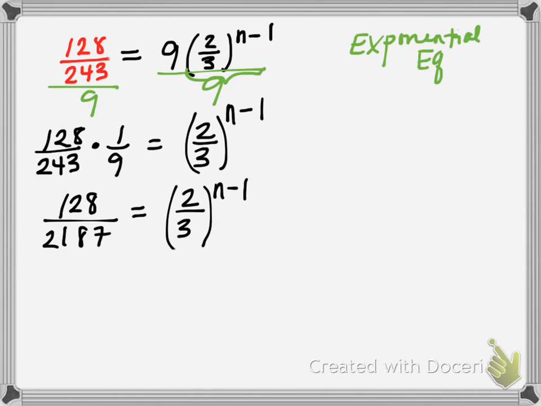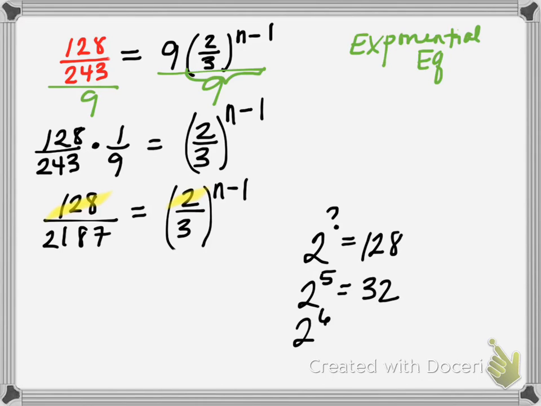Since the numerator on the right-hand side is a 2, I'm going to look at the 128 and, using my calculator, try to figure out what power of 2 is going to give me 128. So for example, I know that 2 to the 5th power is going to be 32, and 2 to the 6th power is going to be 64. So it looks like 2 to the 7th power is going to be 128.